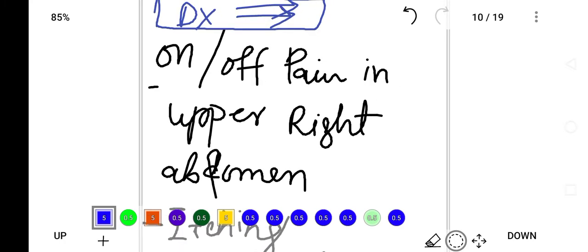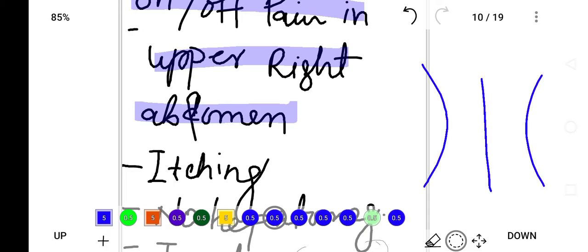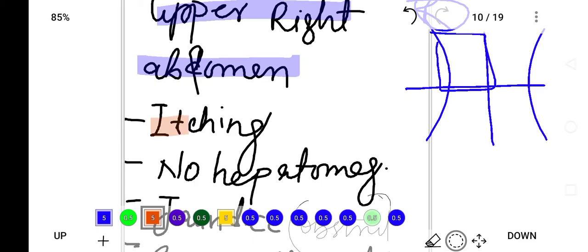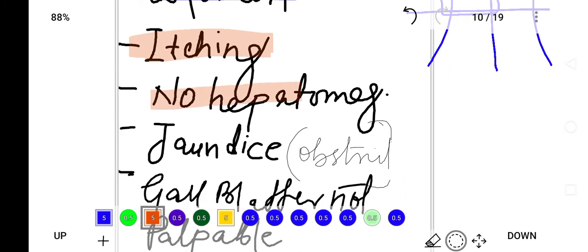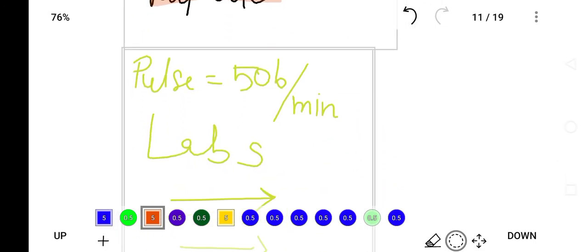A 40-year-old male patient came to the hospital with on-off pain in the upper right quadrant of the abdomen. Let's suppose this is the abdomen. It is divided into four quadrants. Upper right quadrant. This is the right side of the patient. So the patient has pain here in the upper right quadrant of the abdomen, and there is itching at exposed parts of the skin. No hepatosplenomegaly is there, and obstructive type of jaundice is present in the patient. Gallbladder is not palpable. Pulse is 50 beats per minute. What is the diagnosis for the patient?